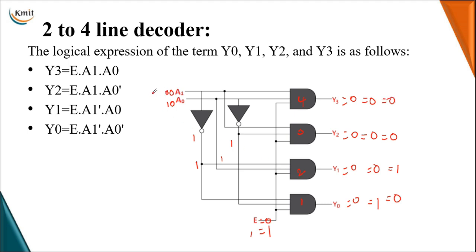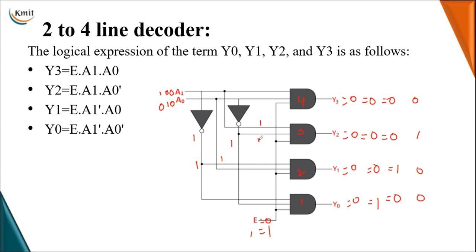Next, for a combination of 1 0 on your A1 A0, the third AND gate output becomes logic 1. The remaining gates will give you logical 0 output. As it is connected, the third gate input is connected with A0 bar and A1. Since A1 is 1, 1 is transferred, and A0 is 0, so 0 is complemented with this NOT gate.